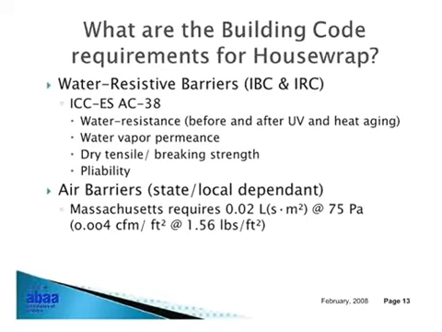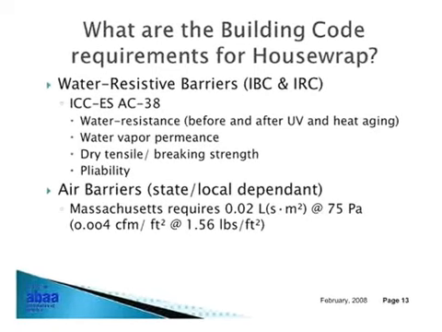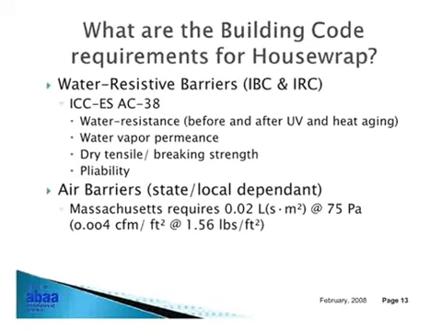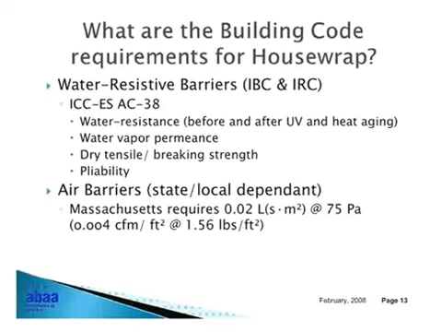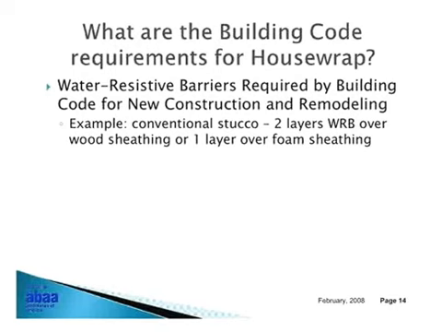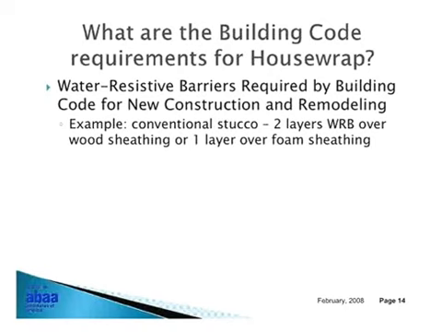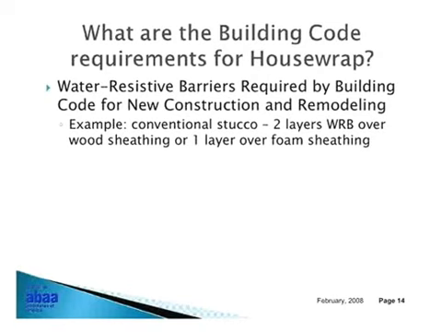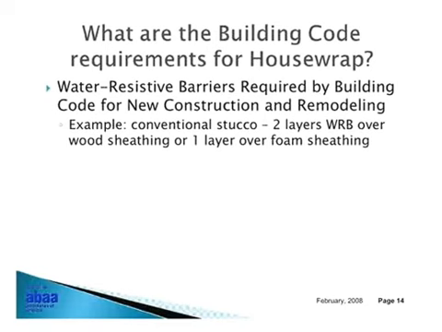Now, if we take a look at the building code requirements, the main requirement that we're going to have here is for a water-resistant barrier. As a code requirement, this applies both to new construction and also to remodeling. For conventional stucco, you're required to have 2 layers of grade D paper over a wood sheeting, or 1 layer over a foam plastic sheeting. In both cases, the Housewrap material will provide the functions that you're looking for and meet the building code requirements. So they're recognized under both the IBC and the IRC as being a water-resistant barrier.